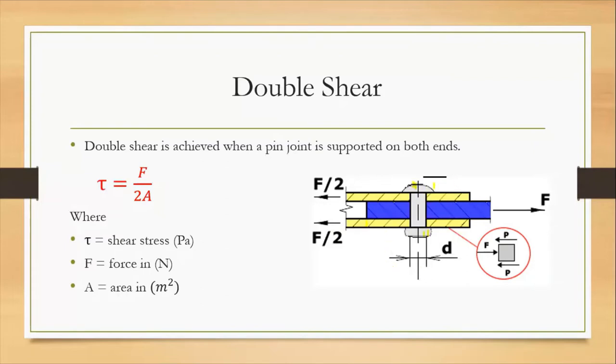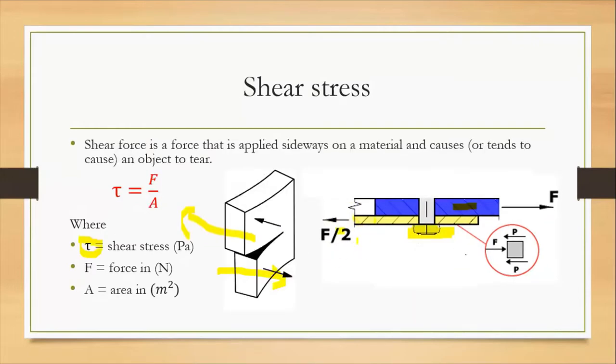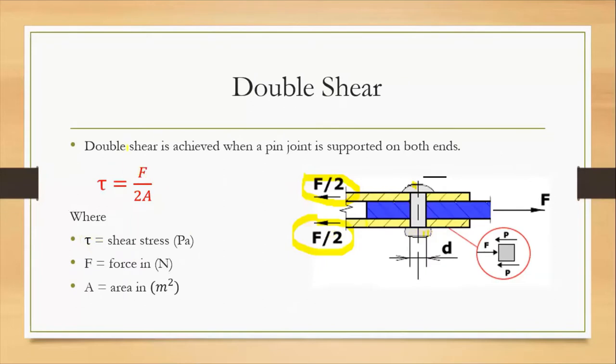Now, when a double shear is used, the force will be split into two. That's why you have F over 2 here. On the previous one, I said it's just one force. So that is why on our shear formula, you're going to have F over 2A, because the force is divided into two in this case. That's why you've got force over 2 multiplied by the area. So when the question says a pin joint is supported on both ends, guys, then you know that you are going to use F over 2A, because you split the force into two supports. All right, is that clear, guys?